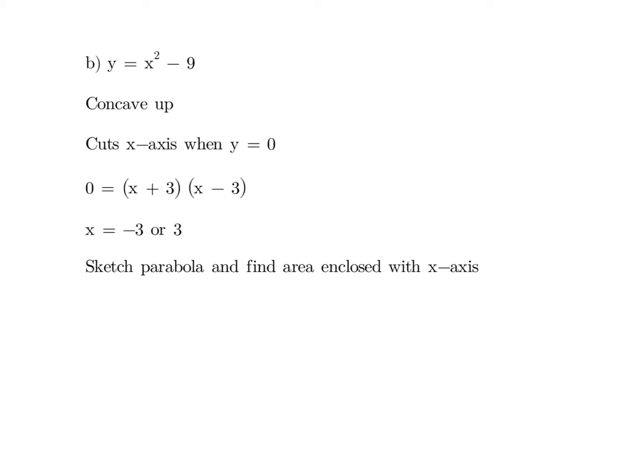Y equals x squared minus 9. So again, it's a parabola. It's concave up because it's a positive x squared. We know that the minus 9 shifts it down 9 units. But let's find out where it cuts the x-axis. So when y equals 0, so 0 equals, that's a difference of two squares. So 0 equals x plus 3 times x minus 3, meaning that x equals minus 3 or 3. So once again, sketch the parabola and find the area that's enclosed with the x-axis.